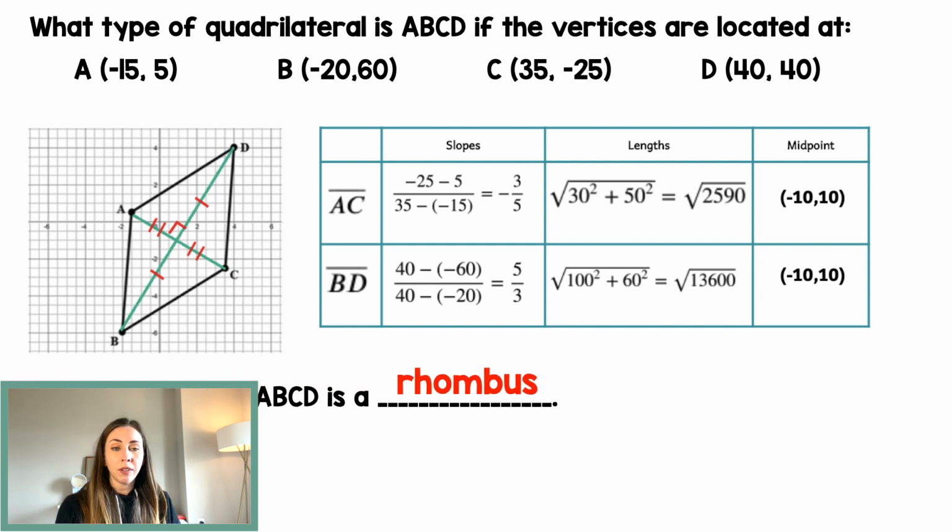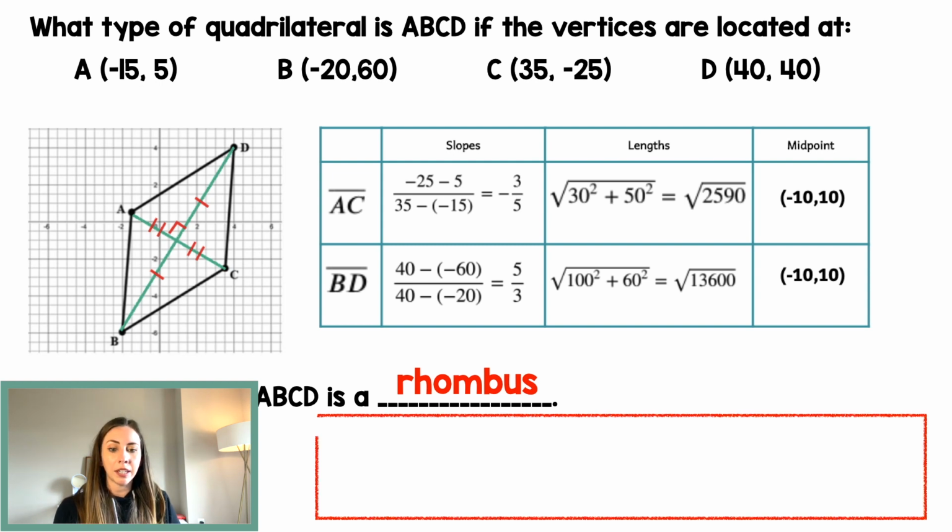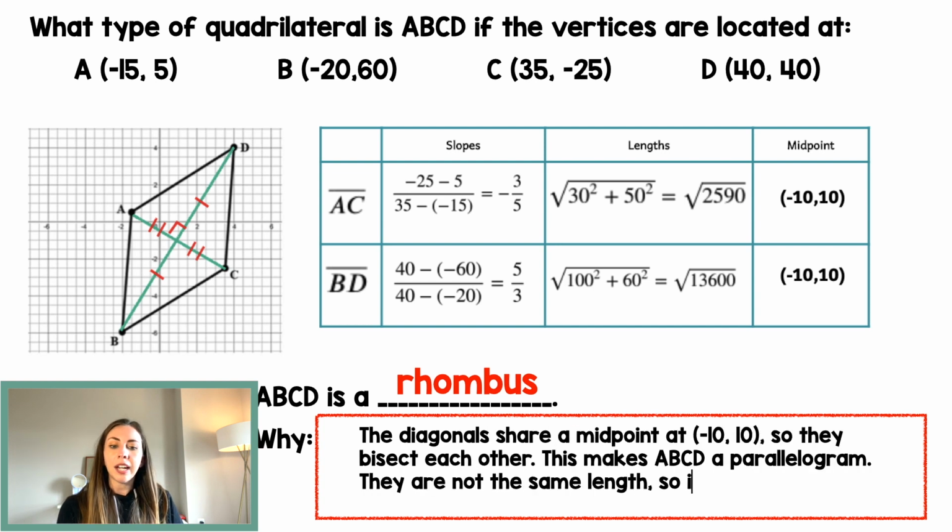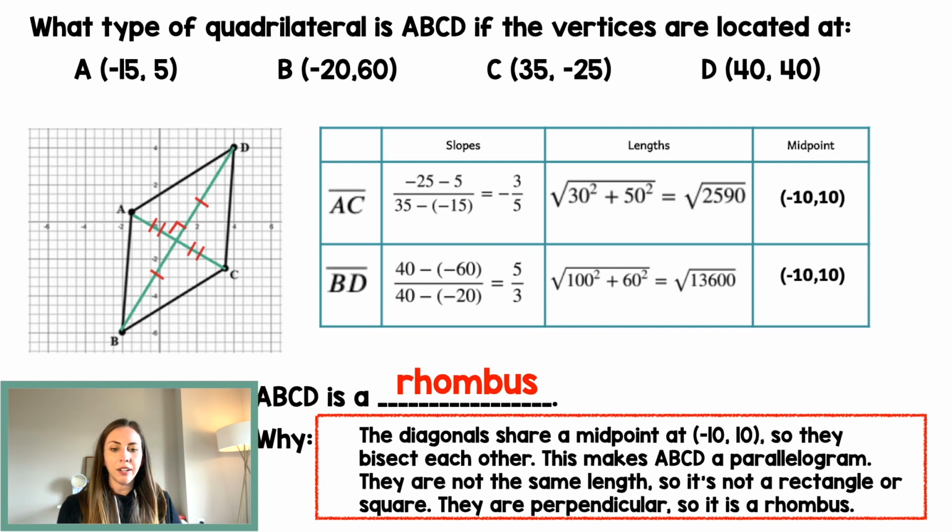If you wanted to do a justification for why this is a rhombus based on the diagonals, it would look something like this. The diagonals share a midpoint at -10, so they bisect each other. This makes ABCD a parallelogram. They are not the same length, so it's not a rectangle or a square. They are perpendicular, so it is a rhombus. So the rhombus is the only shape that has perpendicular bisectors. A square does too, but in a square, they also have to be the same length, and we checked the length, and these are not the same, so it's not a square.